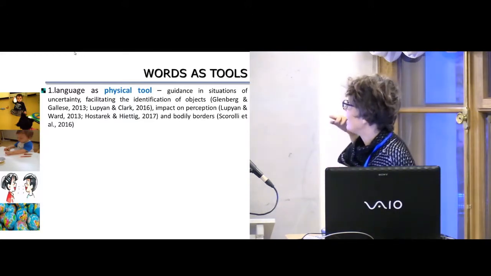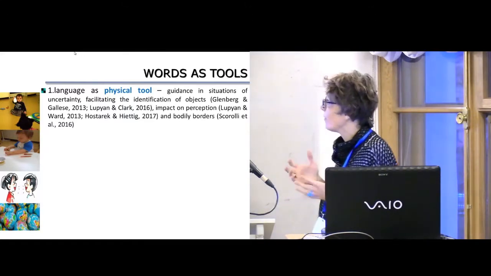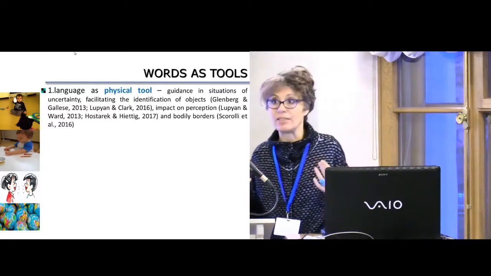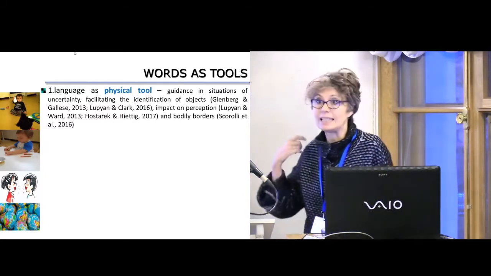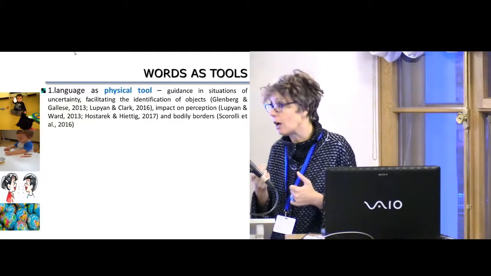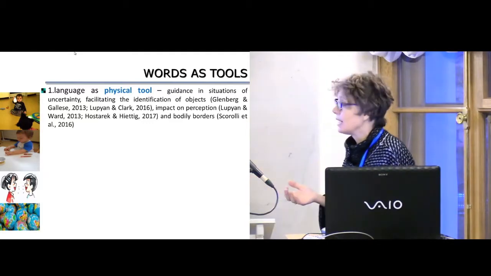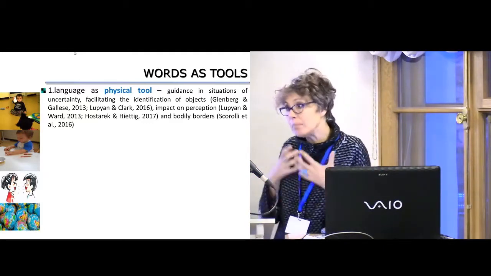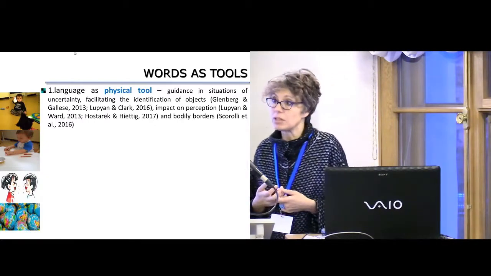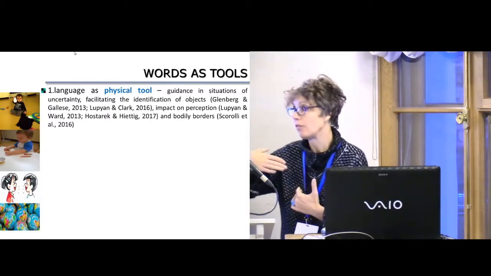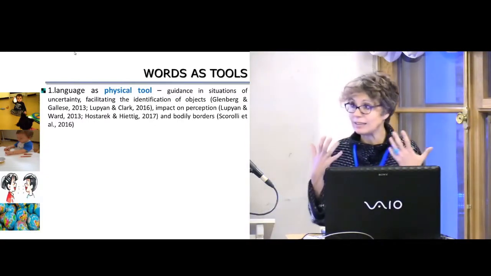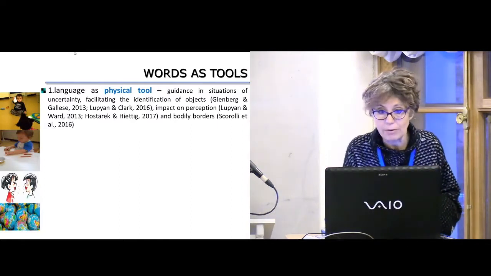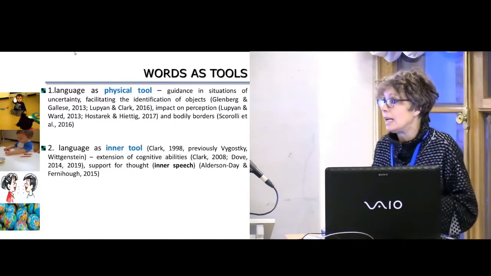It has been shown that language guides us in a situation of uncertainty. So it facilitates, for example, the identification of objects. It facilitates categorization. It impacts perception. It also affects the perception of our bodily borders. So it influences our physical environment.